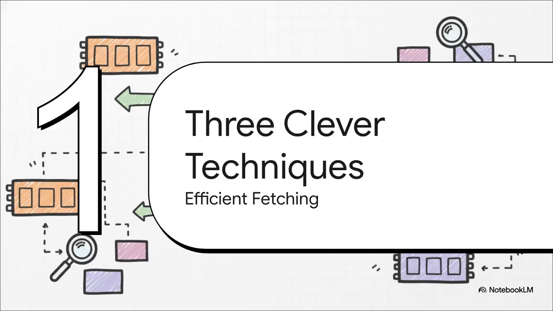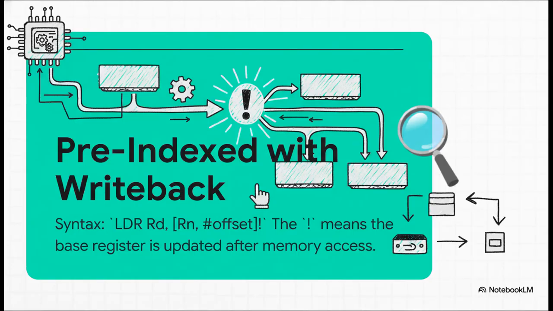Okay, but just having a staff isn't enough, right? For a high-end kitchen to run smoothly, that staff needs to be smart. They need to be efficient. They can't just be running around aimlessly. This is where ARM processors get really clever. They give the kitchen staff 3 special techniques, or addressing modes, to fetch those ingredients with maximum efficiency. So, technique number 1 is called pre-indexed with write back.